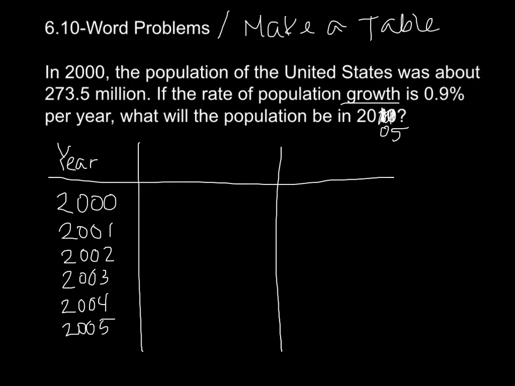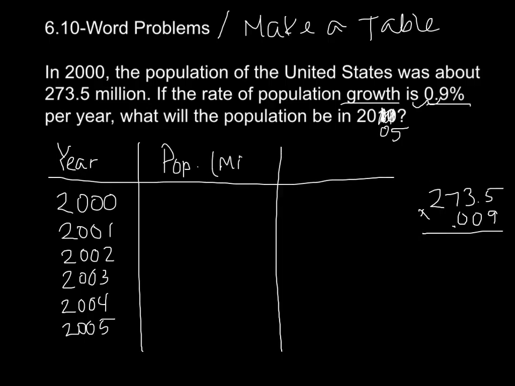So we have to take our 273.5 million times, make our percent into a decimal. So we'd move it twice. 0.009. And then we would say population in millions. Okay, now we get to do the fun job of multiplying everything. At least it's only by 9.